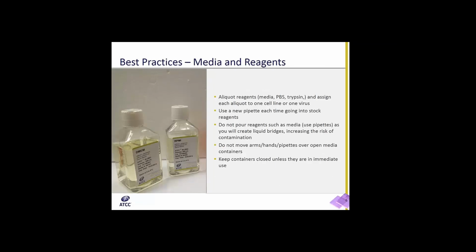The next area where best practices should be followed is the media and reagents used. All reagents that you use for cell culture or virus culture, such as media, the PBS or trypsin, should be aliquoted, and assign each aliquot to one cell line or one virus. This helps in preventing contamination as well as cross-contamination. Second, always use a new pipette each time going into a stock reagent. Do not reuse them because that's again another source of contamination.